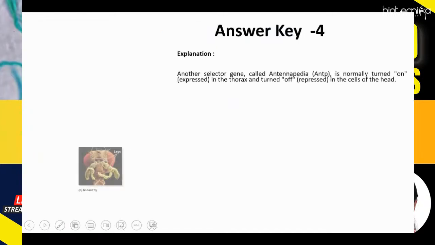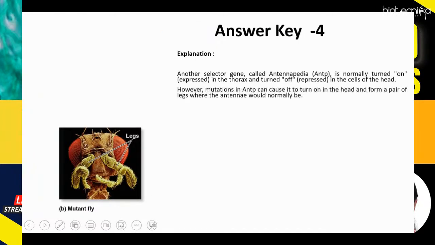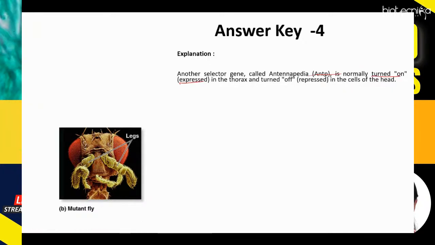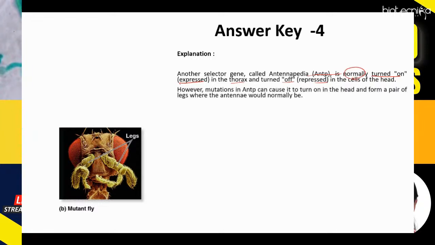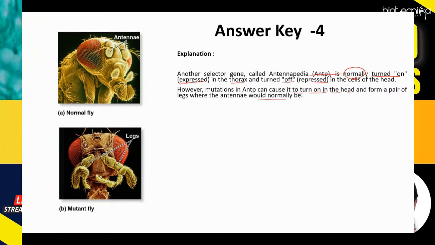All right. So as I mentioned to you, this is a selector gene, Antennapedia. It is normally turned on, which in genetic terms means expressed, in the thorax, and turned off, that is repressed, in the head cells, normally in the wild type. But if there is a mutation, mutations in Antennapedia can cause it to turn on in the head, and form a pair of legs where the antenna would normally be. All right. So this is the antenna. Okay. You can see how it has been transformed into legs.